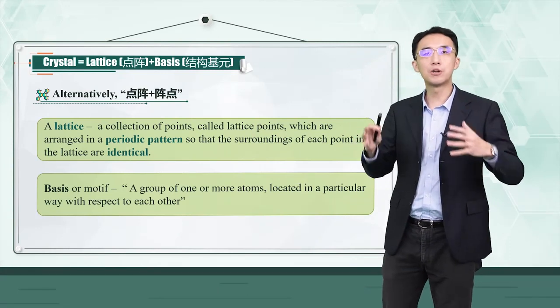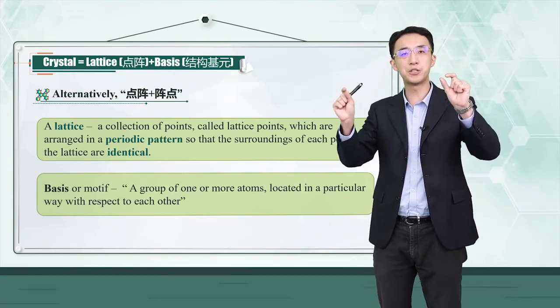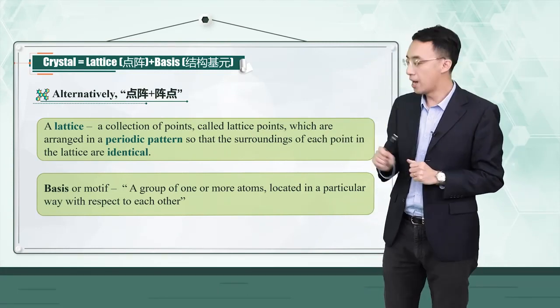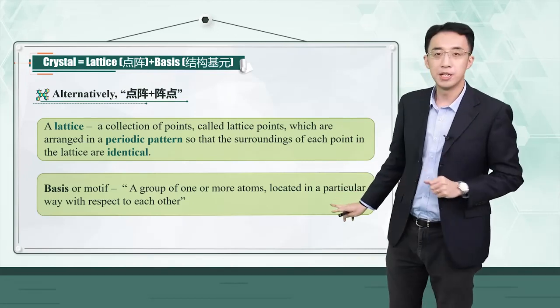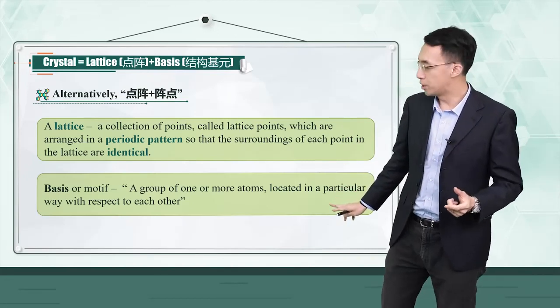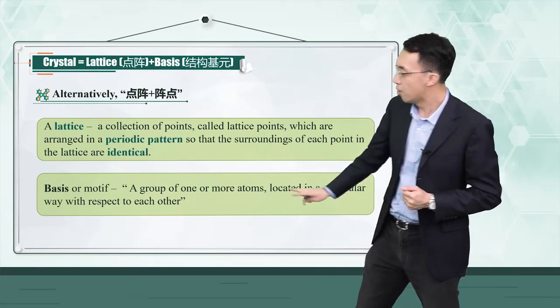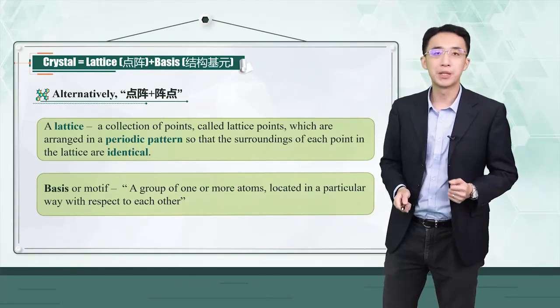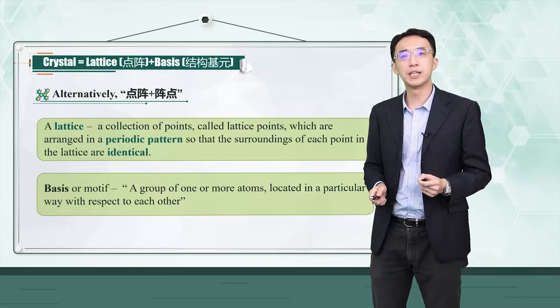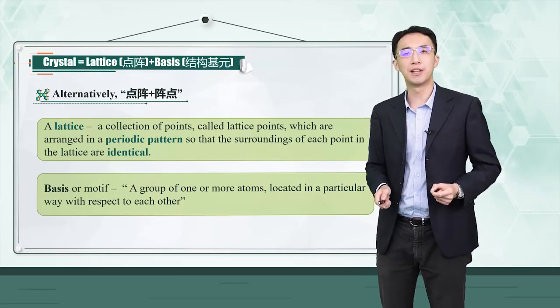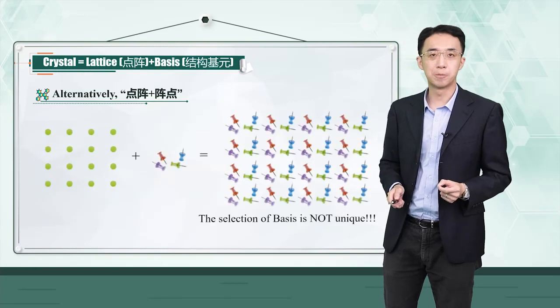It's a logical thing where you have spatial lattice points, and the basis is a real thing, which means a group of one or more items located in a particular way with respect to each other. And the crystal structure is actually the combination of lattice points and bases.